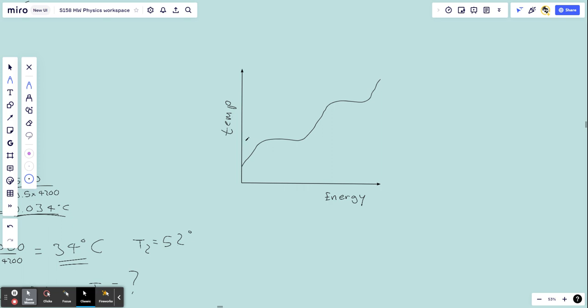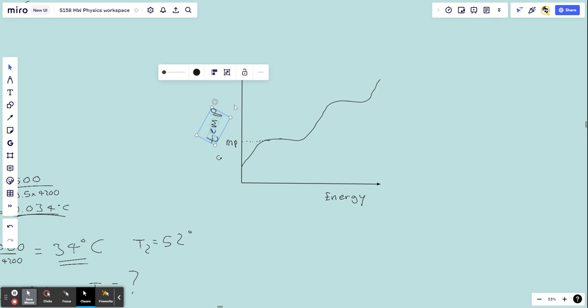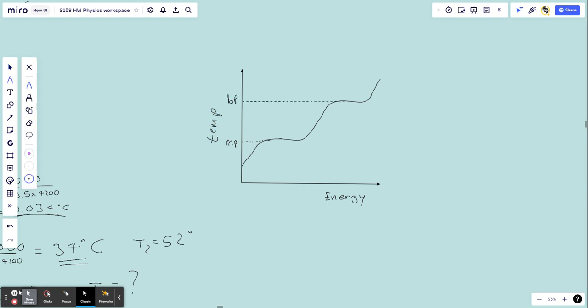So hopefully, if you do remember this topic, you'll remember that the temperature where it stops increasing is the melting point. It stops increasing and flattens out at the melting point. I'm just going to put MP there. And then again at the boiling point. So at the changes of state, it stops increasing. So why is that then?